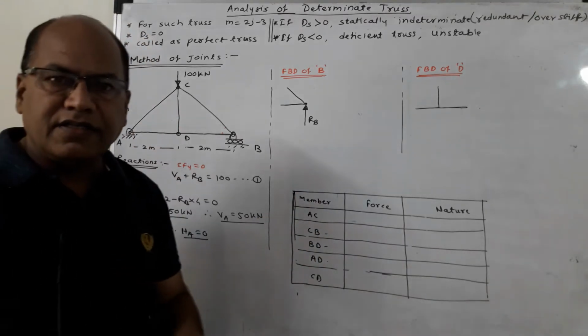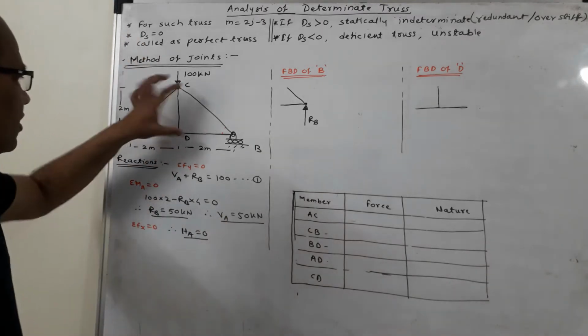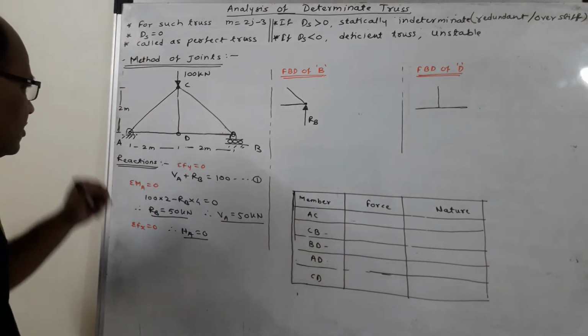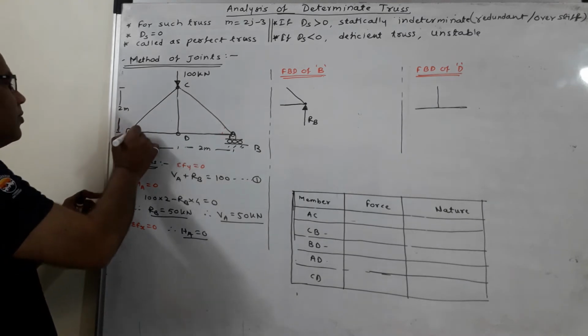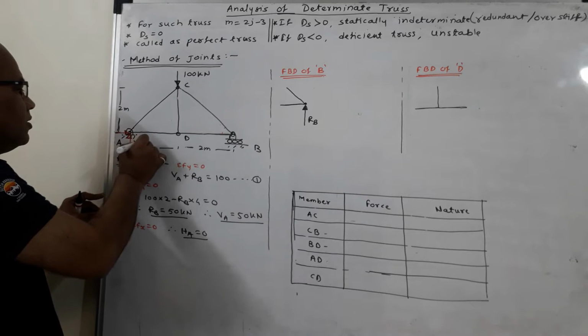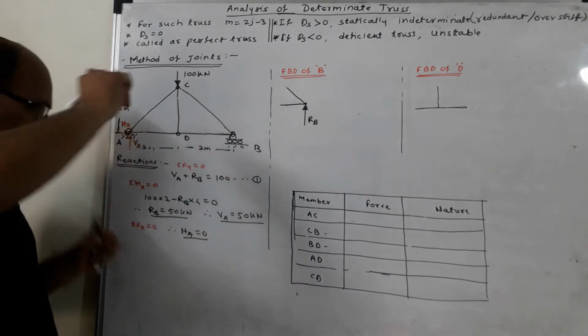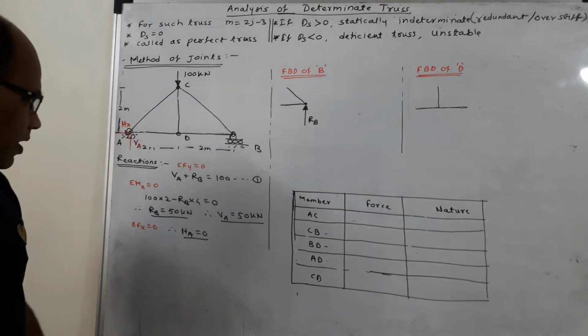In the very first step, you will have to get the reactions at the supports. So I am getting the reactions. Now we can see that here it is a hinge type of support. So there are two components of reaction. One is the vertical component, another is the horizontal component. So VA and HA are the two components of reaction.